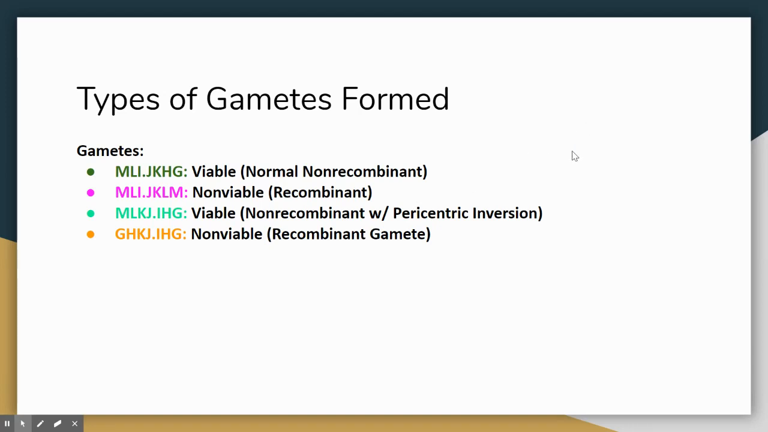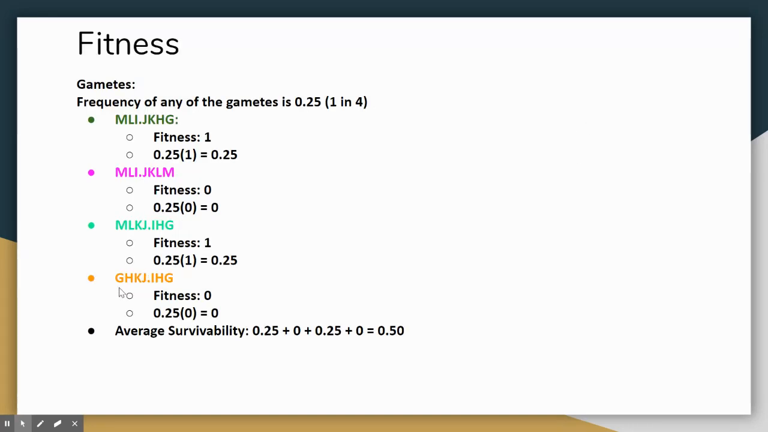And so let's look at the fitness of these. As you can see, there's two that are not viable, and that would be your orange and your purple, due to the fact that they repeat alleles on each end. So the ML, the LM, and then GH and HG. The other two are viable. One of them just has a pericentric inversion, this teal one down here. So two of them have a fitness of 1, and the other two have a fitness of 0. The probability of getting any of these alleles is 0.25 across the board. So if we take all of these together and add them up, we will get an average survivability of 0.50.